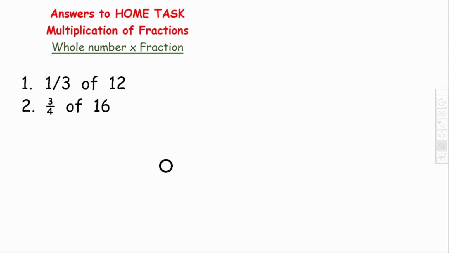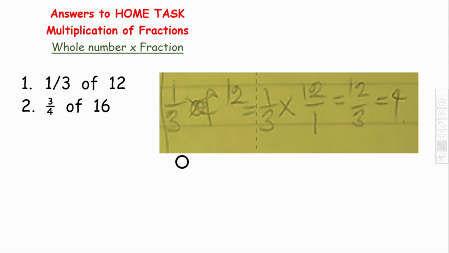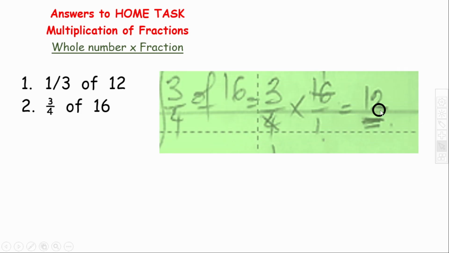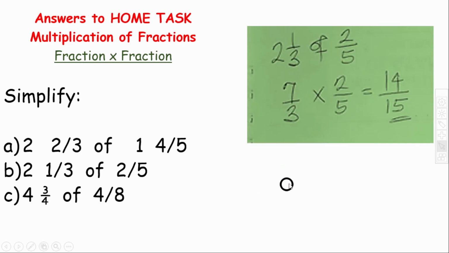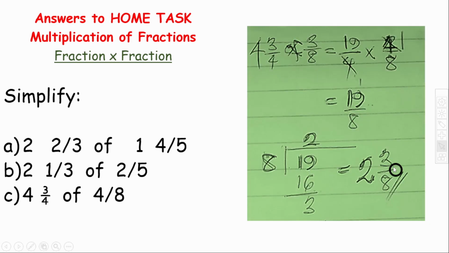Remember in the last class, I gave you some home tasks on multiplication of fractions. These are the answers to those questions. The final answer to the first question is 4. The second question is 12. The third question is 4 whole number 4 over 5. The next question is 14 all over 15. The last question is 2 whole number 3 all over 8.